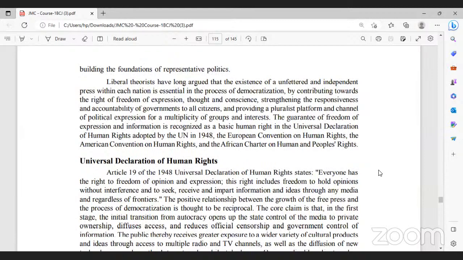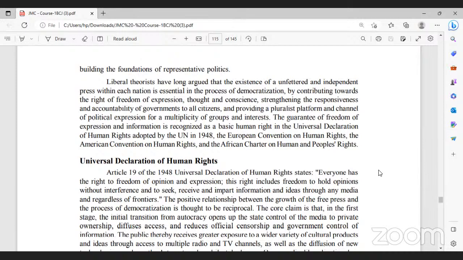It contributes towards the right of freedom of expression, thought and conscience, strengthens the responsiveness and accountability of governments to all citizens, and provides a pluralistic platform and a channel of political expression for diverse people. We see that the guarantee of freedom of expression and information is a basic human right in the Universal Declaration of Human Rights, which was adopted in 1948. So as part of that, everybody has freedom of speech and expression. So let us understand what the Universal Declaration of Human Rights is.